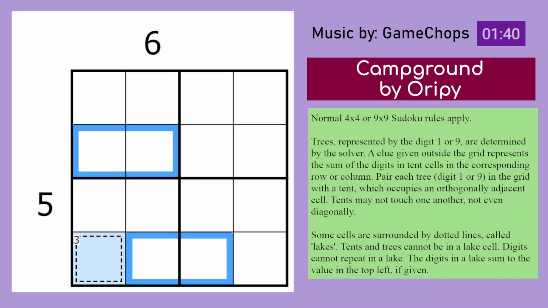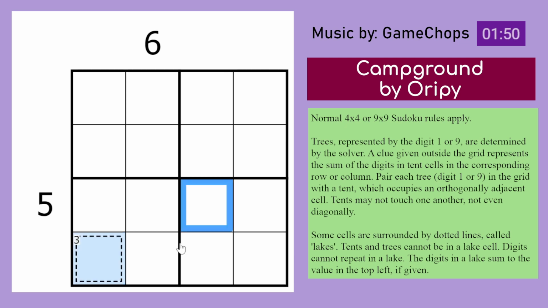And finally, the lake rule. Some cells surrounded by dotted lines are lakes. Tenths and trees cannot be in a lake cell. So this cannot be a tenth or a tree, it is just a lake. And digits may not repeat in a lake. Well, they obviously cannot here, but in the 9x9 they can't repeat. Digits in a lake sum to the value in the top left if given. So lakes are basically killer clues, where whatever digit is here has to sum to the number in the corner. So this digit has to sum to 3, I guess.